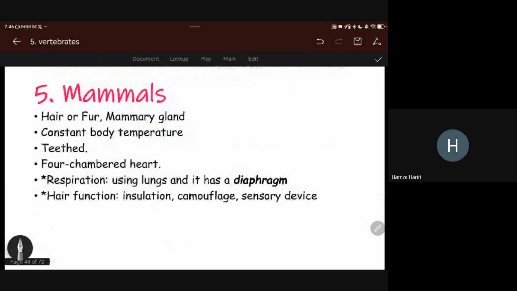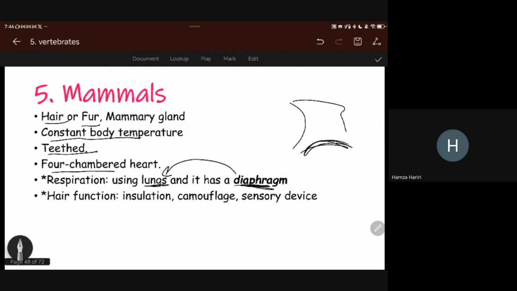Next, we have the mammals, which can be covered in either hair or fur, and they have mammary glands. They maintain their temperature, or they are warm-blooded. They have teeth, and they have 4 chambers within their heart. Respiration goes on by using lungs, and a specification is that they have a diaphragm. If this is the lung, this is the diaphragm. It is the base of the lung.